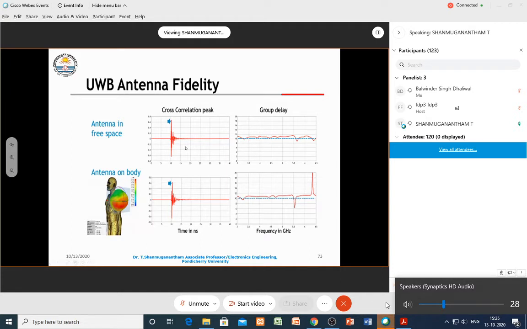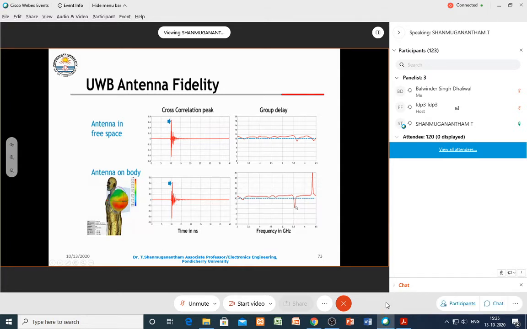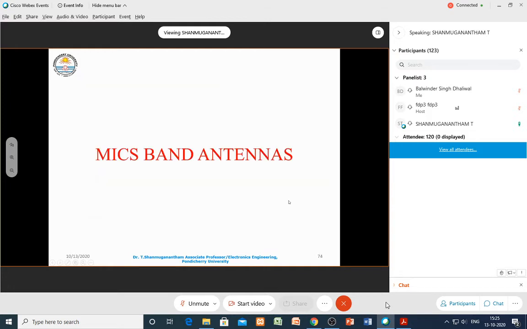It's in nanoseconds, used with the free space as well as the antenna on body. So how the cross correlation peak changes, the peak is changed for this case. And here, with the human model, the group delay with free space is somewhat less. Here the group delay was more, and losses are more.